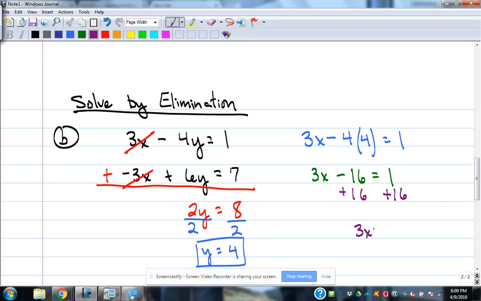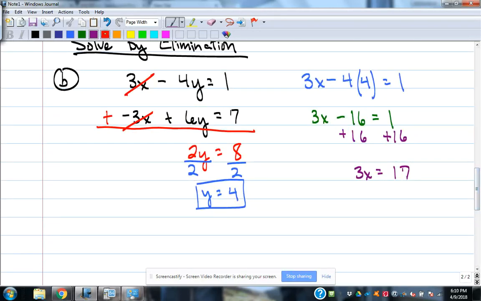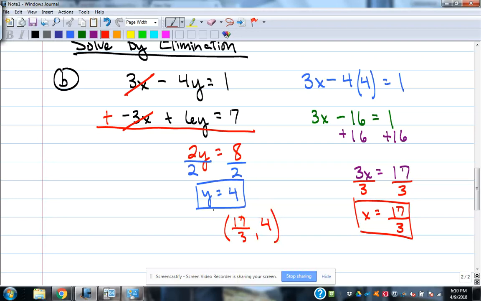So 3x is equal to 17. And then divide by 3. So we get a fraction answer out of that. Just not a bad thing. So our ordered pair would be (17/3, 4). X always comes first.